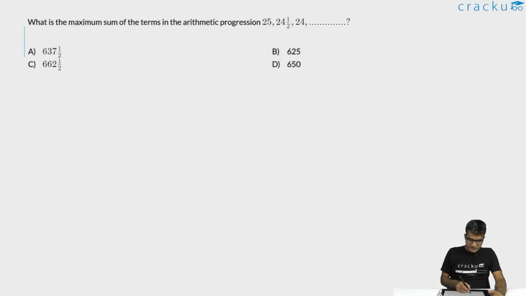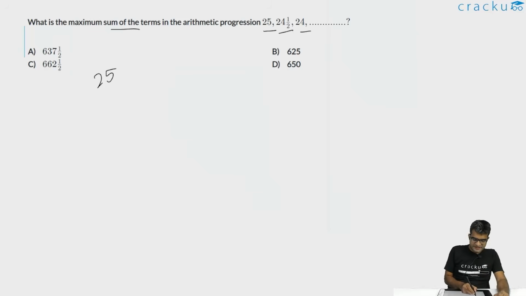In this question, we are asked to calculate the maximum sum of the terms of the arithmetic progression 25, 24 and a half, 24 and so on. As you can see, the difference between consecutive terms is 0.5. So at some point, the arithmetic progression will hit 0 and after that there will be negative terms and the sum will then start decreasing.